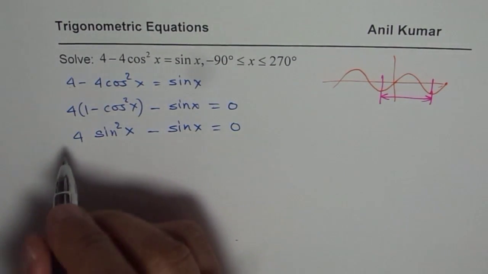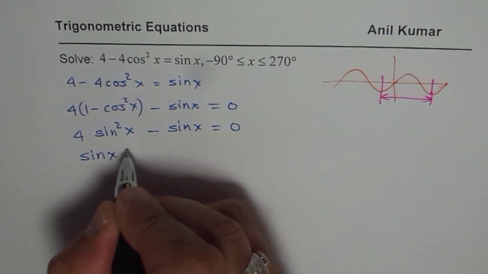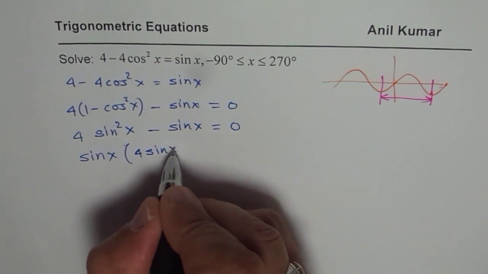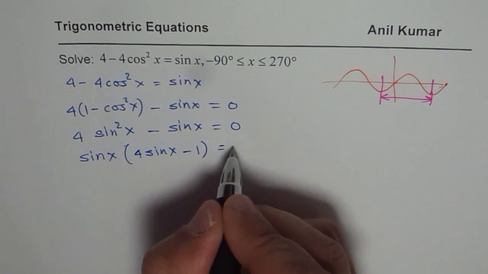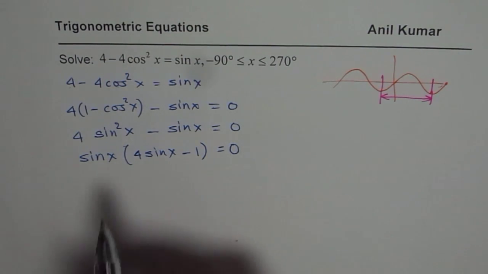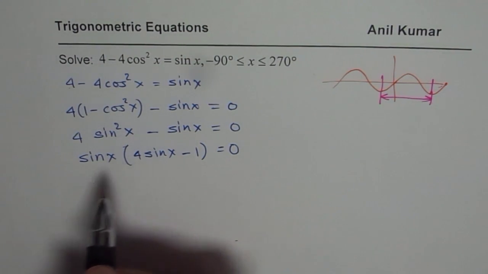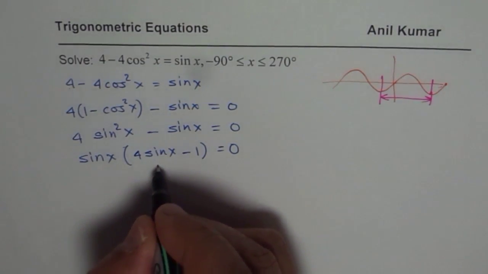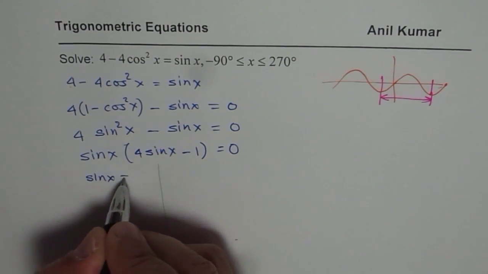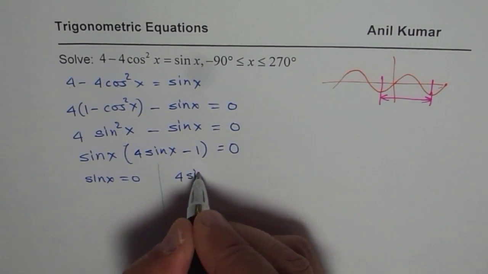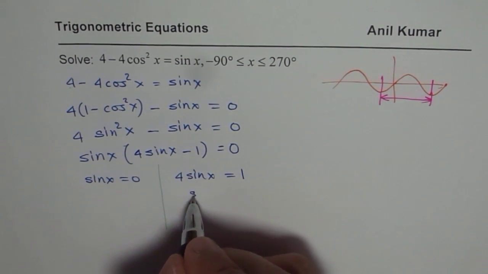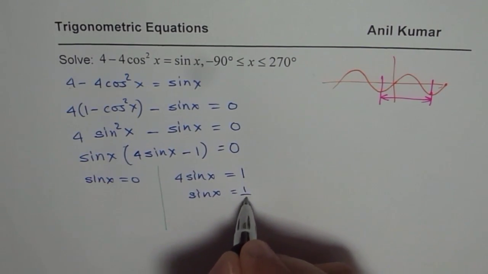Now you can take sin x common. So when you take sin x common, you'll get sin x times (4 sin x minus 1) equals 0. Now this is in factored form, and once in factored form you can find possible solutions. So you get two equations to solve from here. The first one is sin x equals 0, and the other one is 4 sin x equals 1. That gives sin x equals 1 over 4.